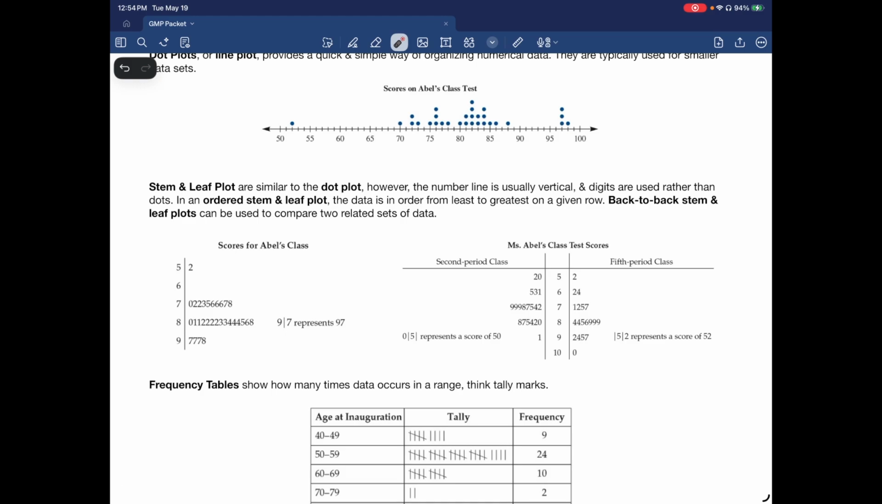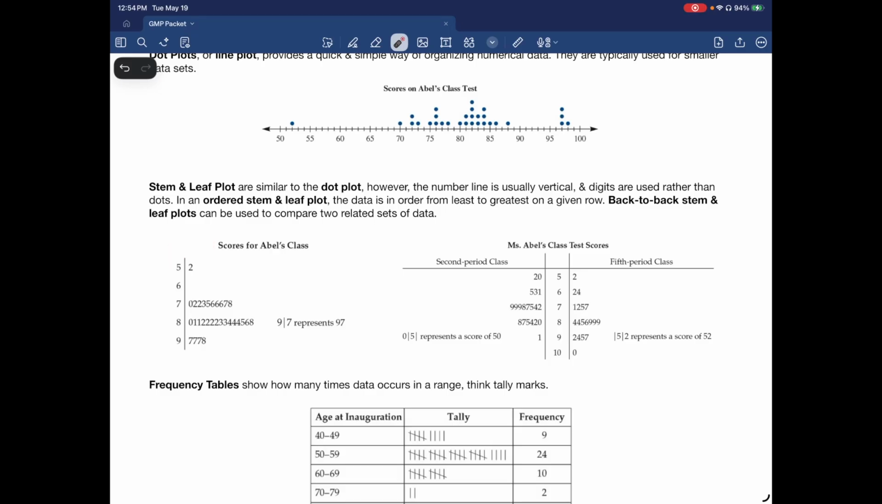However, the number line is used vertically, and the digits are used rather than dots. In an ordered stem and leaf plot, the data is in order from least to greatest, given in rows. Back-to-back stem and leaf plots can be used to compare data. So, like right here, as you can see, it says 9 bar 7 represents 97. So all your tens places are right here. All your ones places are right here.